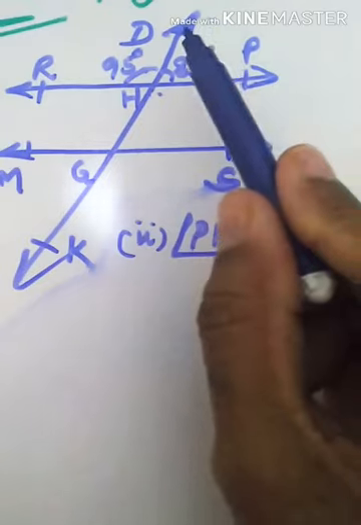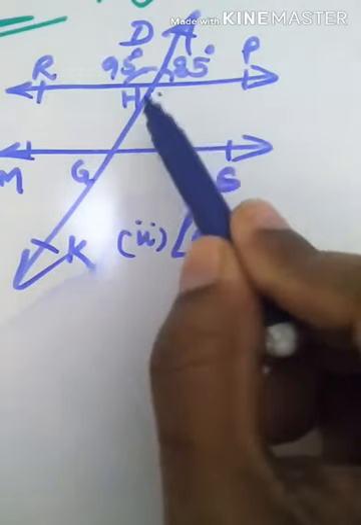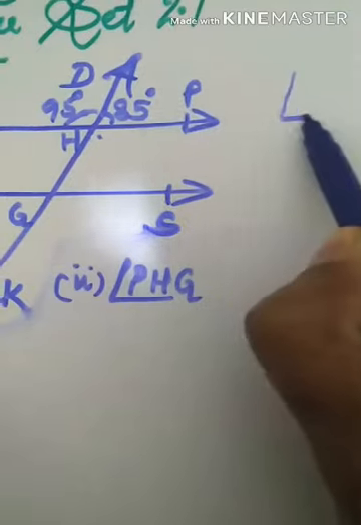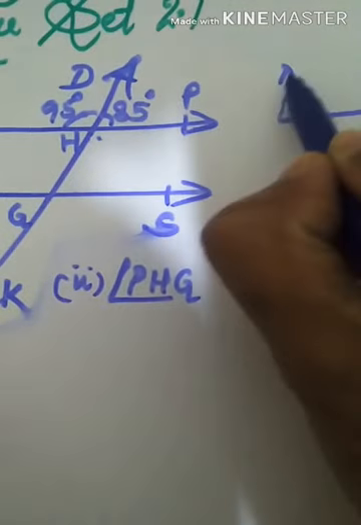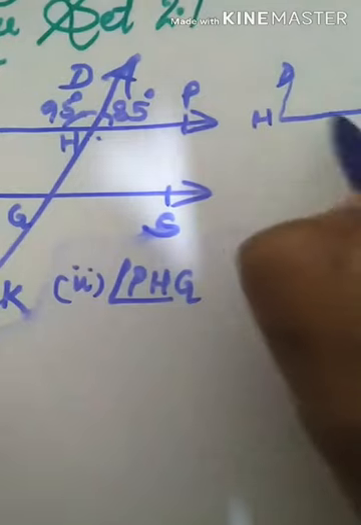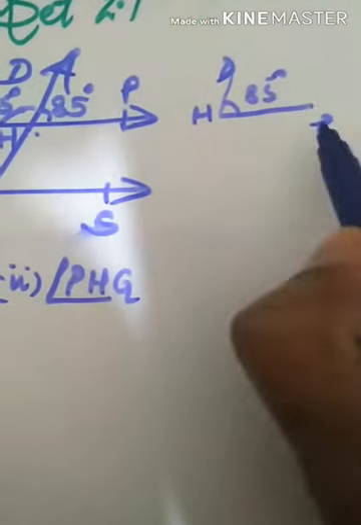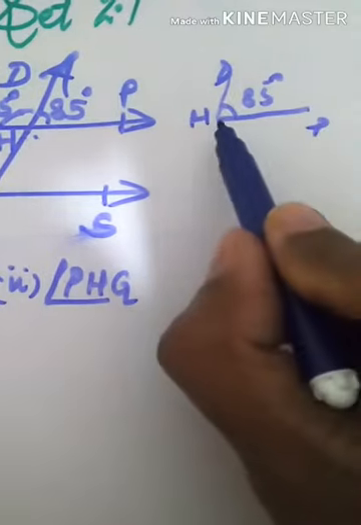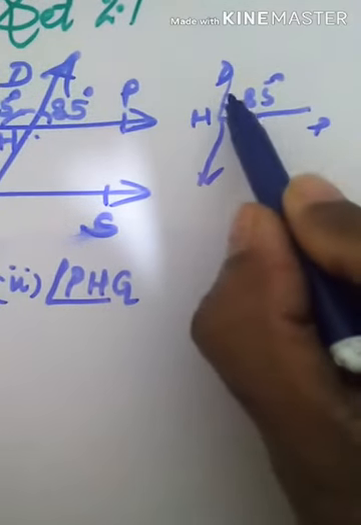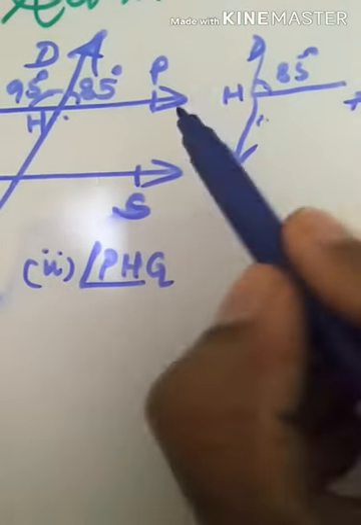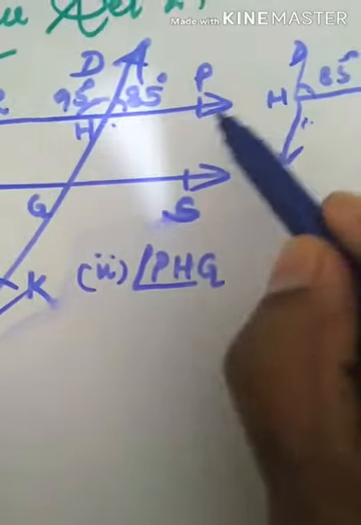We know that angle DHP and PHG. For your convenience, I'll draw it separately and show you. This is DHP. We know it is 85 degrees. Now, PHG is here. Again, these both are linear pair angles. So, the same way, you will get the measure of angle PHG.